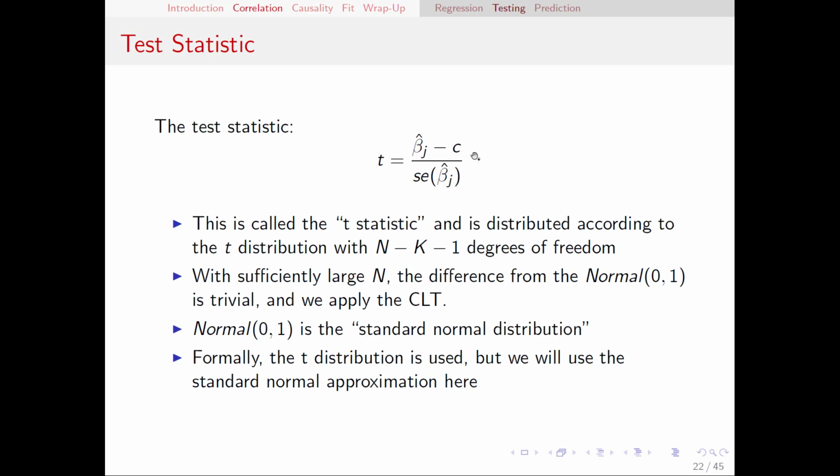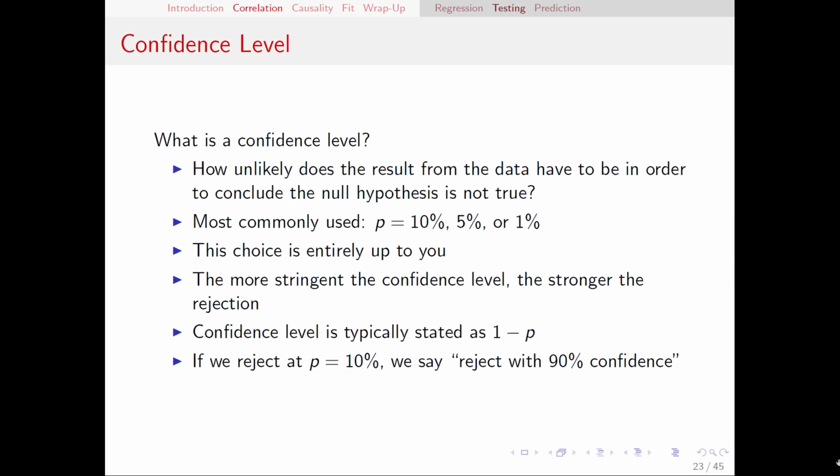But I just want to let you know that if you want to be really, really precise about this, then we're going to need to use the t-distribution. Step 3 of a hypothesis test is to determine a confidence level. The confidence level tells us how sure we need to be about a rejection of the null hypothesis.